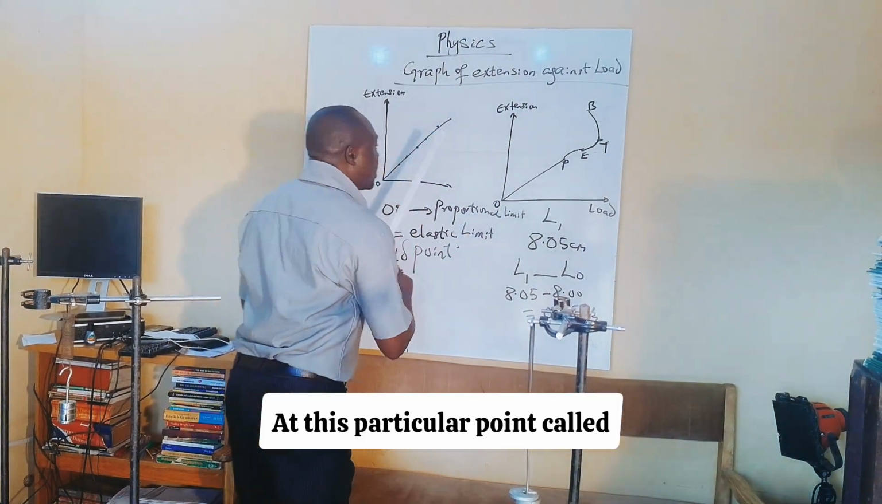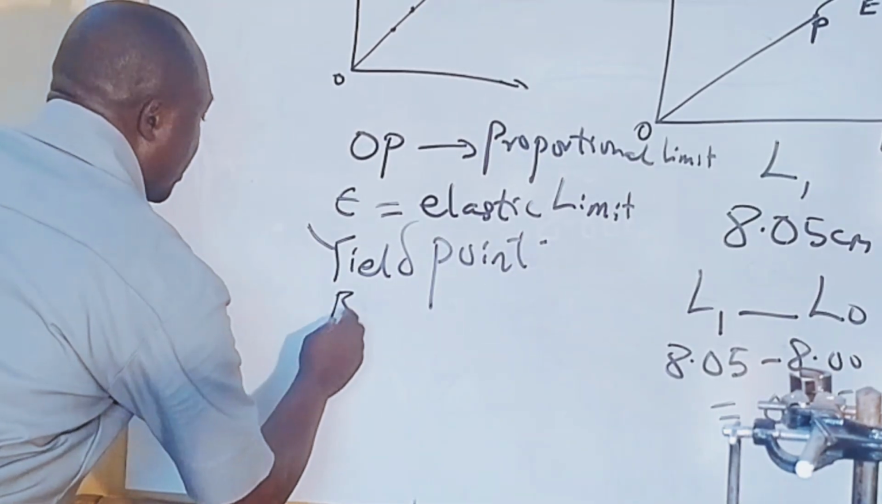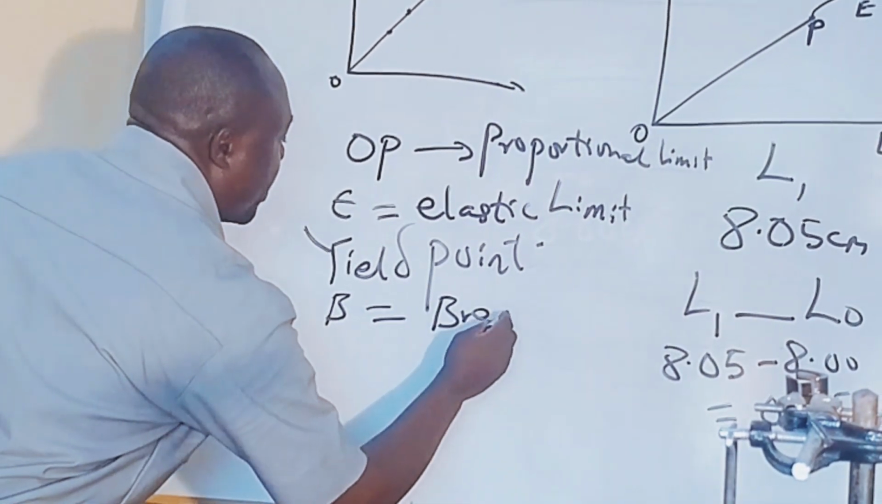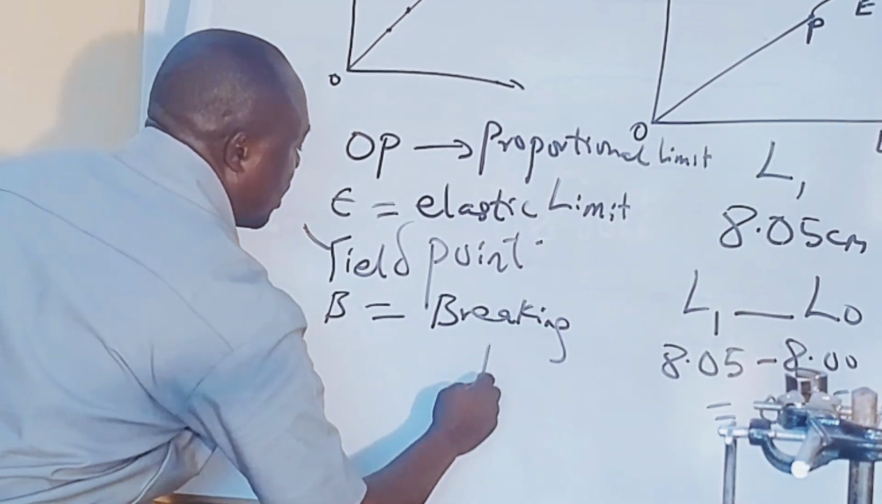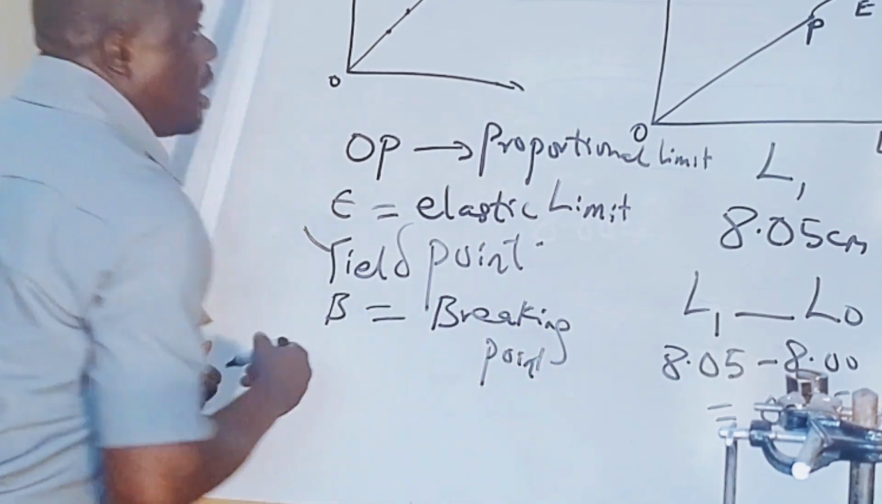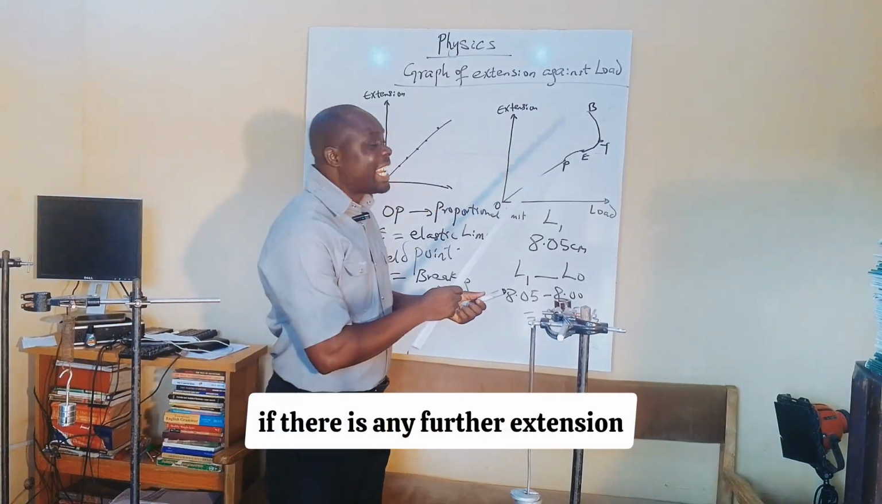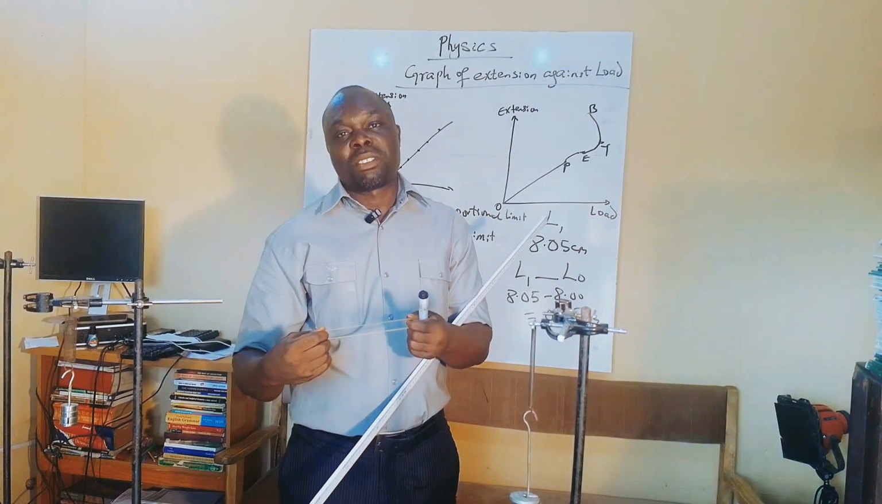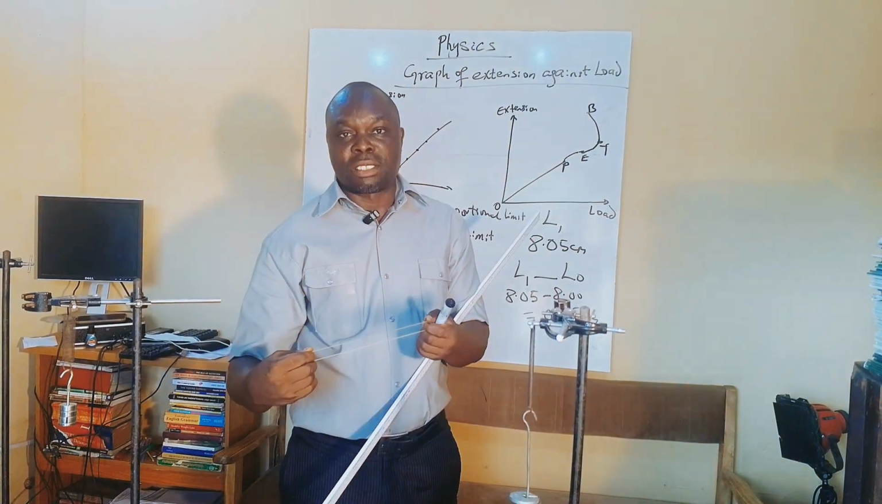At this particular point called B, which is called the breaking point, if there is any further extension, that material will start breaking down. It starts cutting, starts breaking.